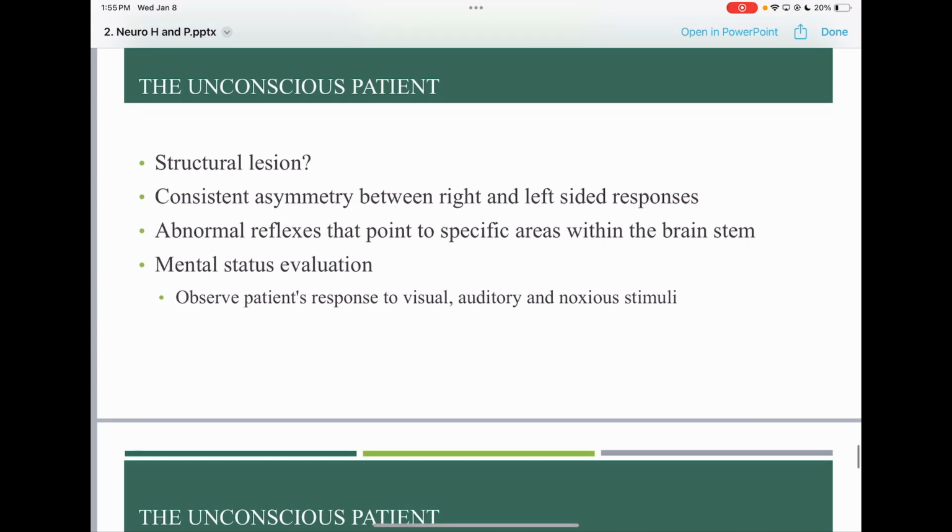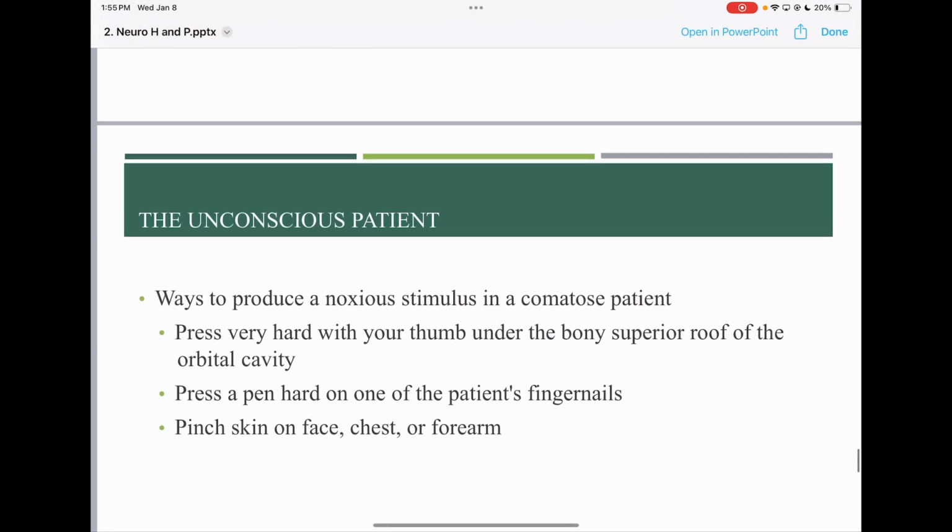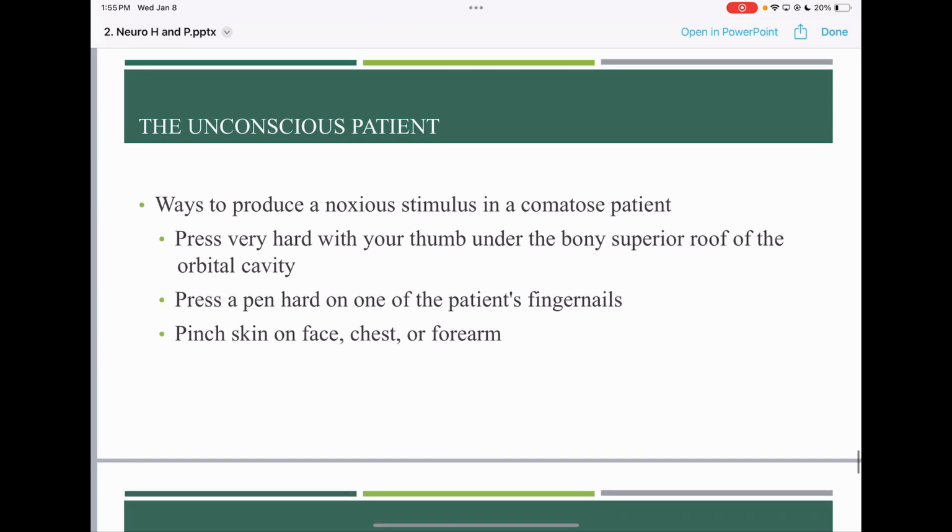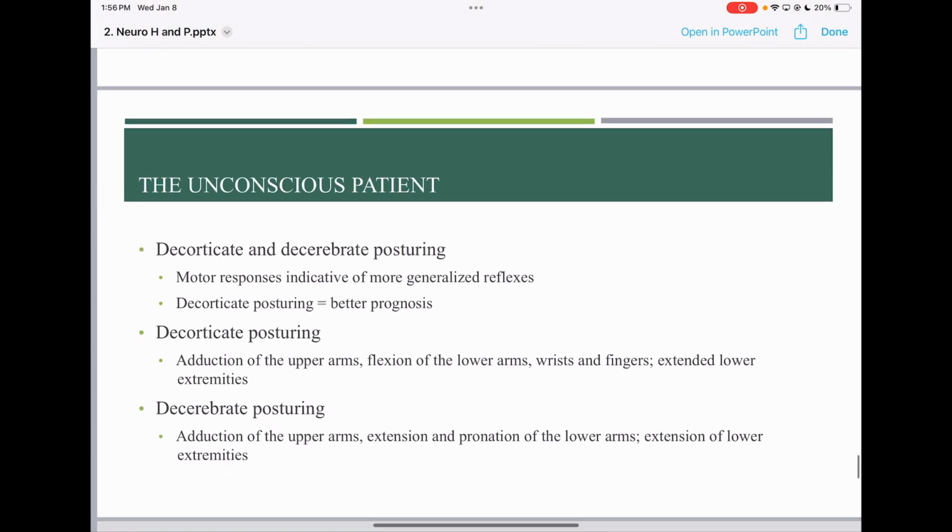So, is it a structural lesion? Look at the left and the right side, are they the same? Any abnormal reflexes? So look at those other reflexes, anal wink, abdominal reflex, Babinski's. Are there any other issues going on with any other neurons? Mental status evaluation, and are they even responsive to any type of noxious stimuli? Do they wake up? So we talked about this already, how to do the different types of noxious stimuli.